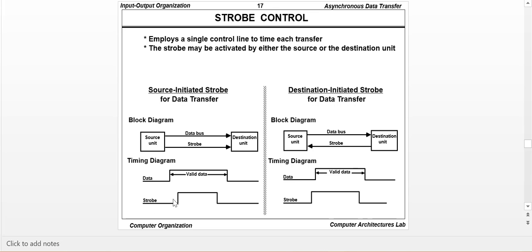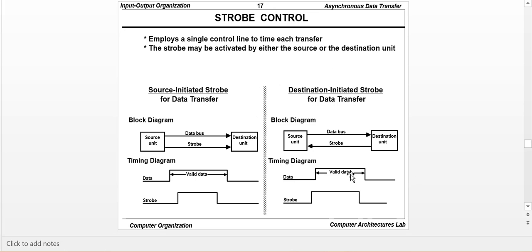The falling edge will happen after some time, giving time for the destination unit to transfer the data from the data bus to its own register. During the falling edge of the strobe pulse, the valid data from the data bus gets transferred to the internal register of the destination unit. So this is how the source initiated data transfer happens.